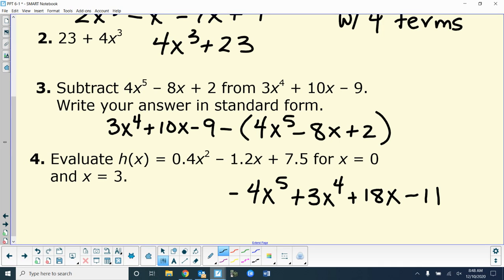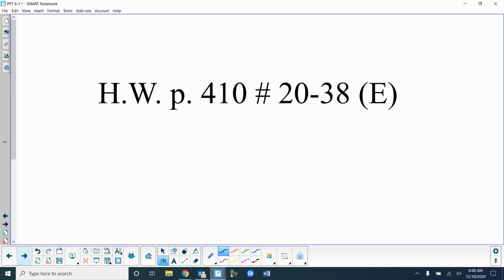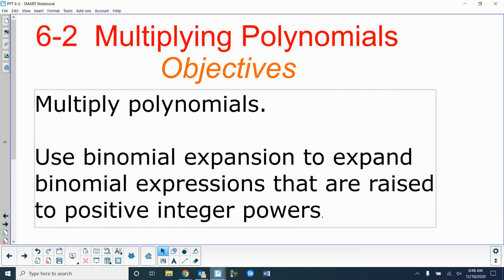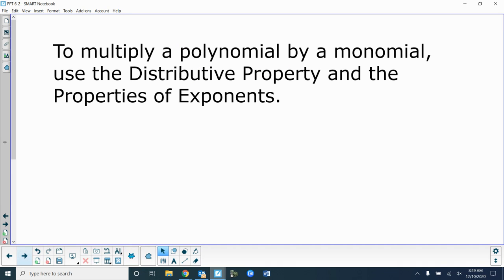Okay, today we're going to multiply these polynomials. Oh, that's yesterday's assignment, right? I don't want that one. I want this one. So we're going to multiply polynomials and do some binomial expansion. What's binomial again? 2 terms, right? All right, so we're going to use the distributive property and properties of exponents.